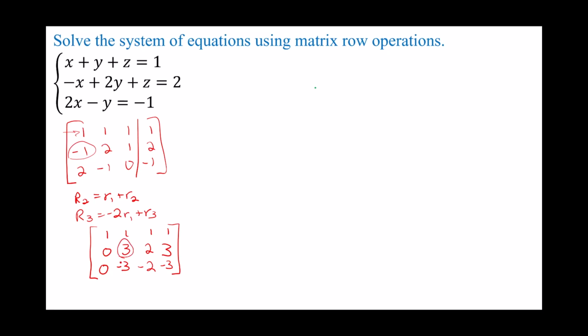But before I do that, notice what would happen if I make my new row 3 just be row 2 plus row 3. Then I have 1, 1, 1, 1 for the first row. Second row staying the same. And if row 3, we just add the first and second row, I get 0, 0, 0, 0. So if we have a row of all zeros, that means we have a dependent system of equations. So there could be an infinite number of solutions. So that's what we have here. We have infinitely many solutions.